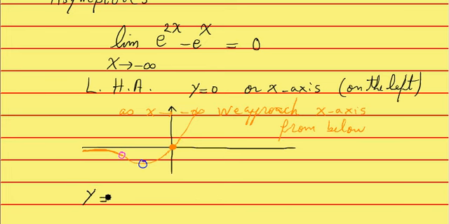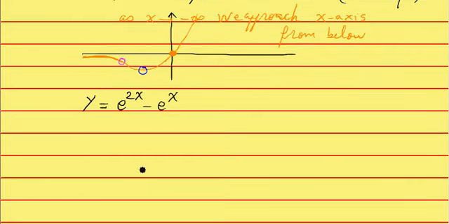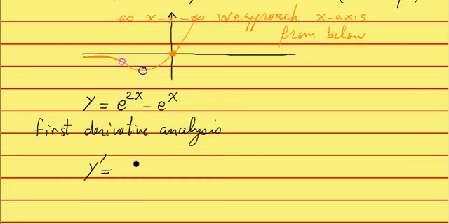We start with y is equal to exponential of 2x minus exponential of x. What I'm going to do now is the first derivative analysis. So y prime, the derivative of this one is 2 exponential of 2x, and the derivative of that one is just itself. The derivative is always defined. The only critical points are where the derivative is equal to 0, so I set this equal to 0. I do it as I did before. I factor exponential of x, and I'll be left with 2 exponential of x minus 1 equal to 0.